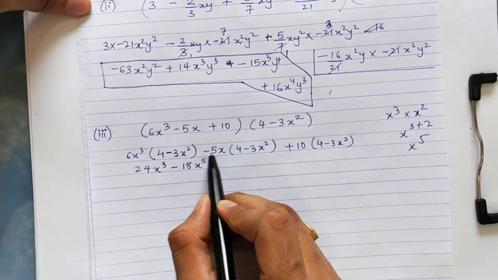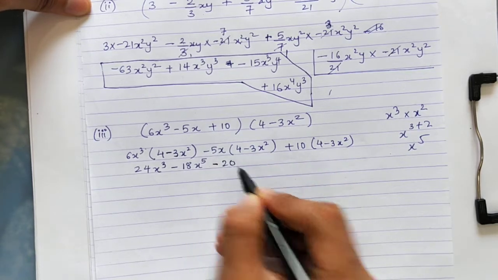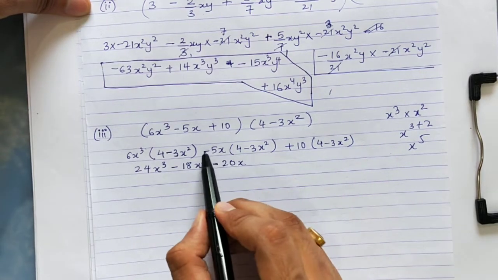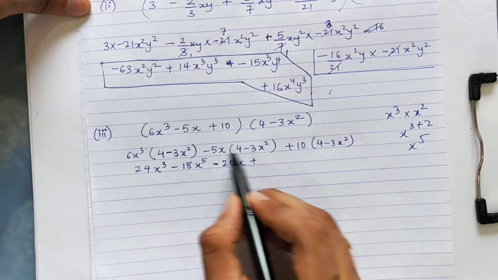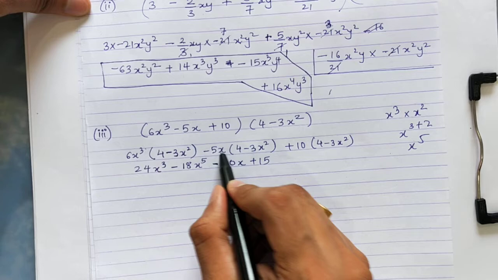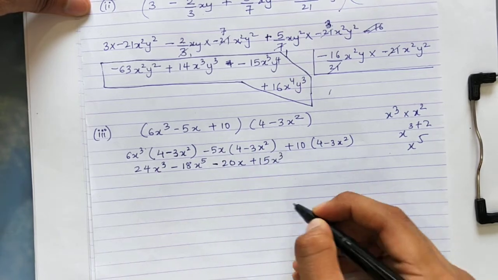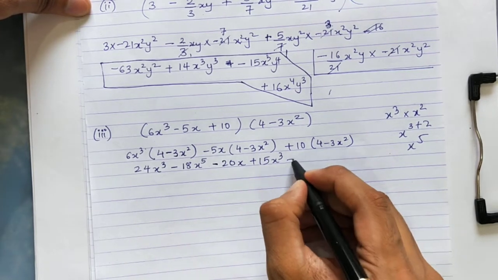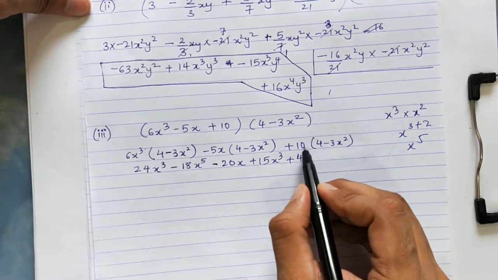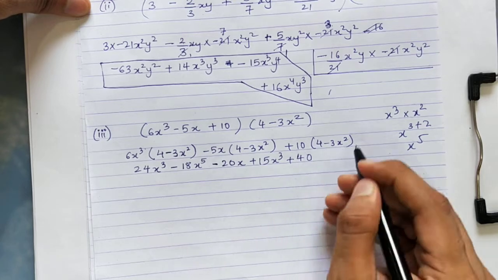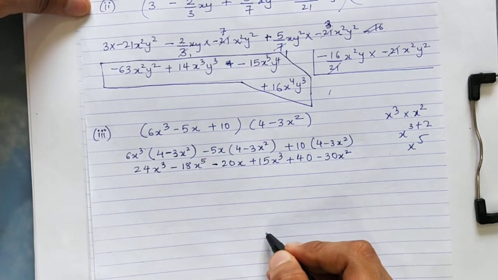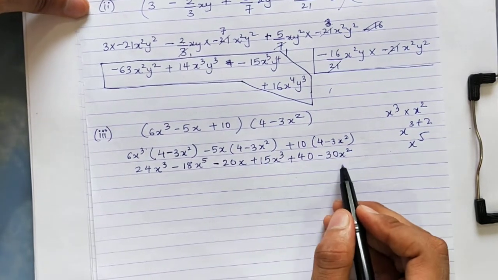Then here, minus 5 into 4, minus 20x. Minus minus plus, 5 into 3 is 15, x into x square, x cube. Okay, 10 into 4 is 40, plus 10 into minus 3. 10 into minus 3 is minus 30, and there is x square also. Okay, this is what I got.